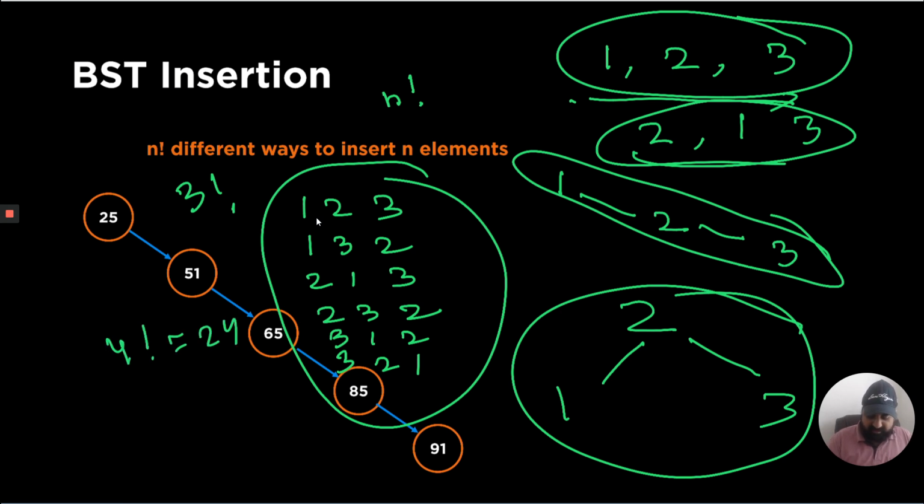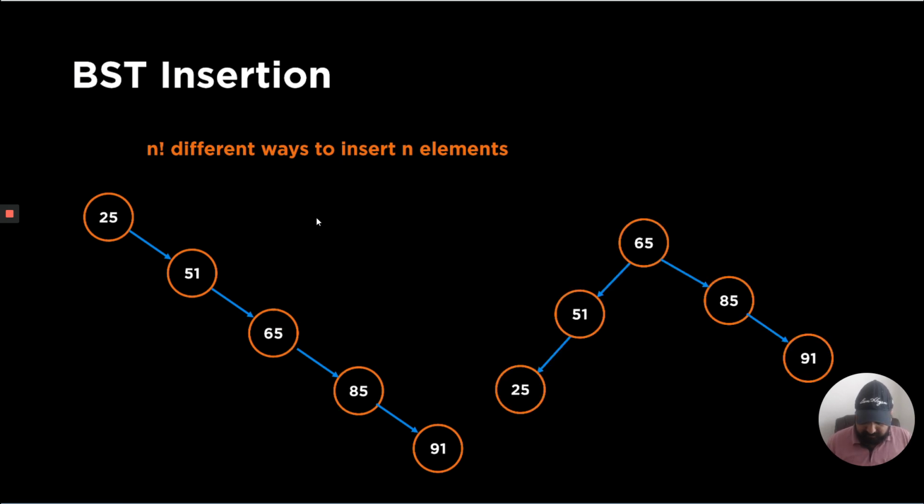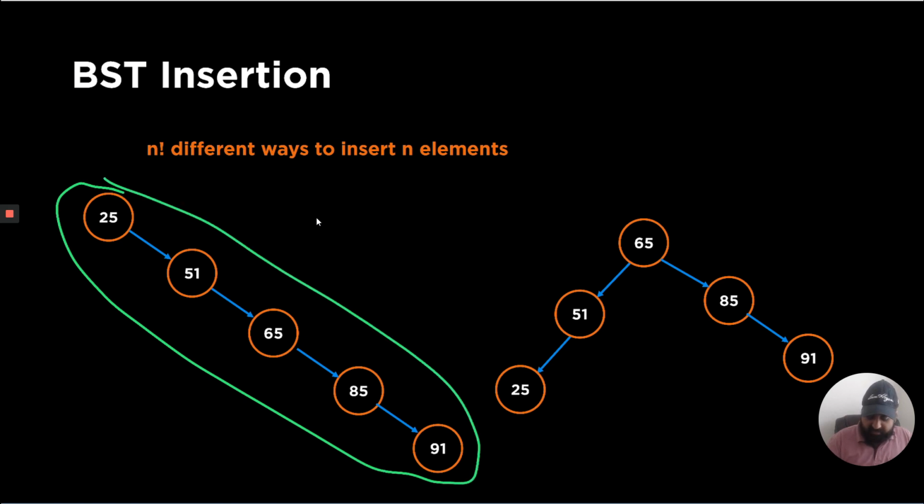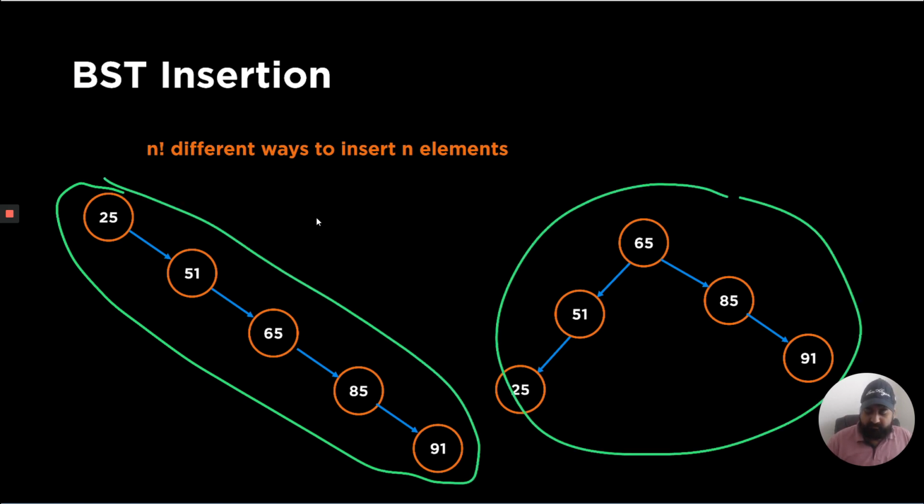So in this case, if I try to insert elements which are in sorted order, the tree is going to be more spindly. So these same elements, if they are inserted into a tree, the trees can look very different. That's the key takeaway of this.